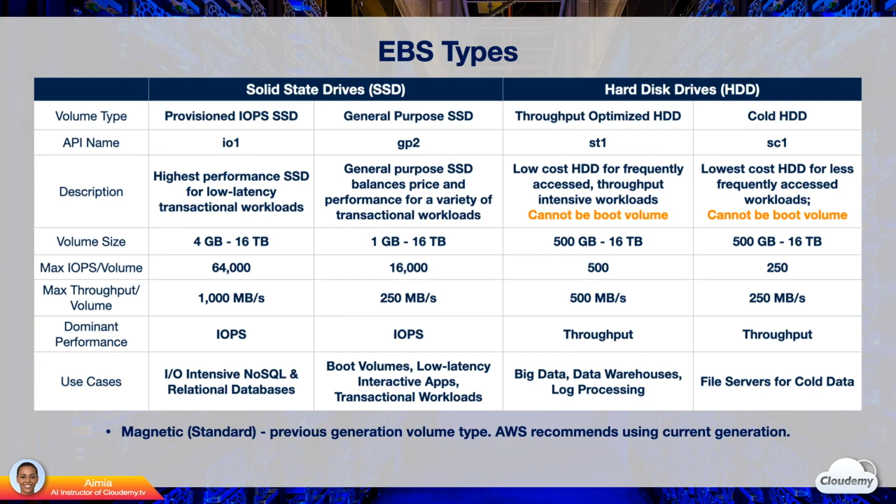There are a few EBS volume types. Provisioned IOPS SSD, or IO1, volume is the highest performance SSD storage. Each provisioned IOPS SSD volume can provide 64,000 maximum IOPS and 1,000 megabytes per second maximum throughput. It's ideal for mission-critical, low-latency, transactional workloads, IO-intensive NoSQL, and relational databases, such as Cassandra, MongoDB, MySQL, and Oracle databases.